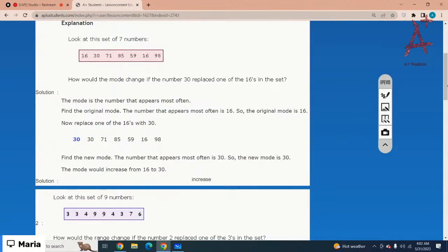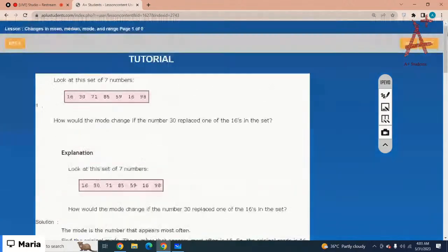You replace this 16 by 30. Now for this data, the mode value is 16. 16 appears 2 times in the data. And now for this data, the mode value is 30. So if you replace the value 16 by 30, the mode changes. Got it? Let's just start with the test questions.